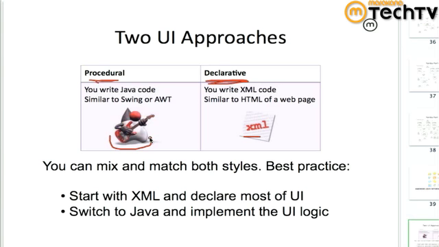So the best practice is to start with XML, get it as far as you possibly can, and then at some point switch over to Java. XML tends to be a really good way to describe your UI. Java tends to be a really good way to attach business logic to your UI. Here you say what the UI looks like. Here you say what the UI does. Does that make sense? So we're going to start, and this is pretty common, with the XML.